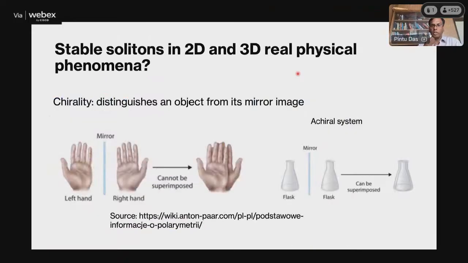So in different kinds of systems in physics, these solitary waves are interesting. Let me quickly come to our topic. So the question is, can these solitons be formed as a very stable entity in a two-dimensional or three-dimensional real physical system?